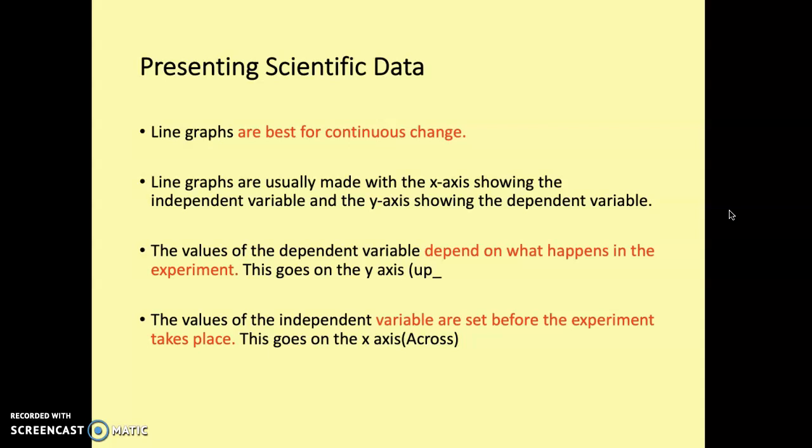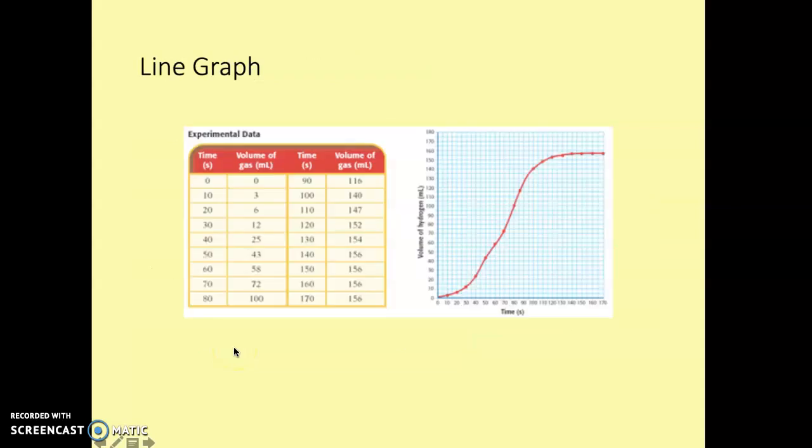They're usually best with showing the x-axis is the independent variable, the one that we change, and the y-axis showing the dependent variable. So the dependent variable depends on what's happening. That's what we measure, and the independent variable are set, the values you choose beforehand. So let's look at a line graph.